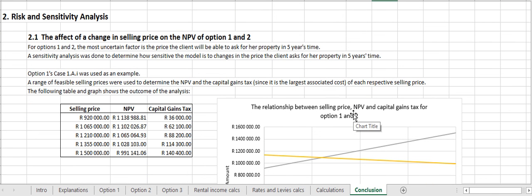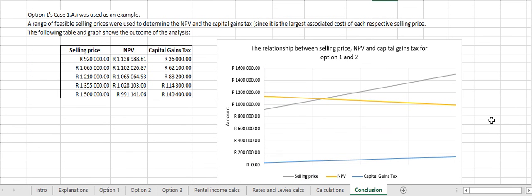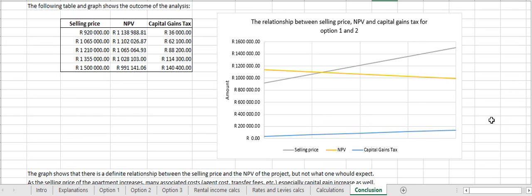Secondly, a risk and sensitivity analysis was done to analyze the effects of changes in certain inputs. It was found that the NPV and selling price of the apartment in option 1 had an inverse impact on one another. As the selling price for the apartment rises, the income tax, capital gains tax, agent costs, and other associated costs also increase, decreasing the NPV value. Thus, if the apartment were to have a higher value than predicted in the calculations, it would have a negative impact on the profitability of that option.